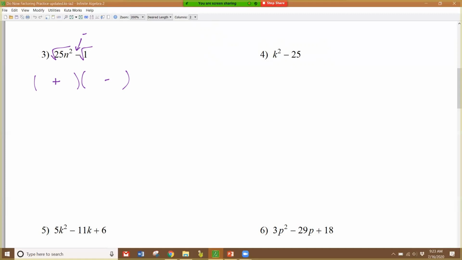2 numbers that multiplied, well, the same number multiplied by itself to give you 25 is 5. Square root of n squared is n. Double check, is 5n times 5n 25n squared? Absolutely. The second term tends to trick people up. Remember that the square root of 1 is just 1 because 1 times 1 is 1. So 5n plus 1, 5n minus 1. Again, as always, order doesn't matter as long as you have both sets of parentheses.